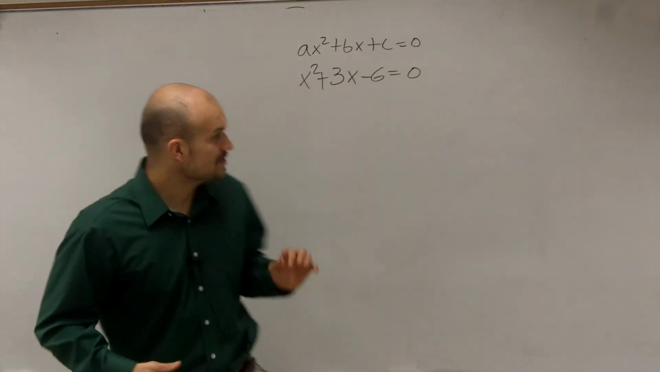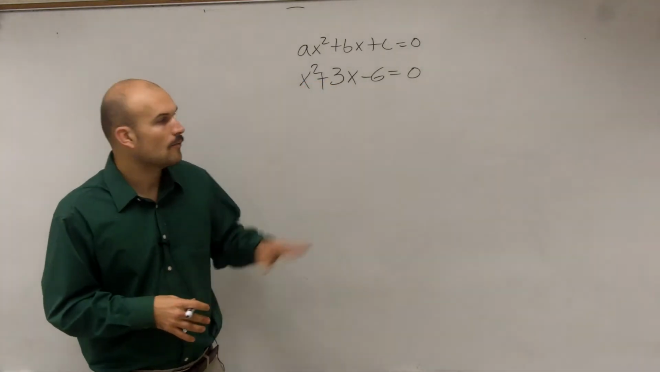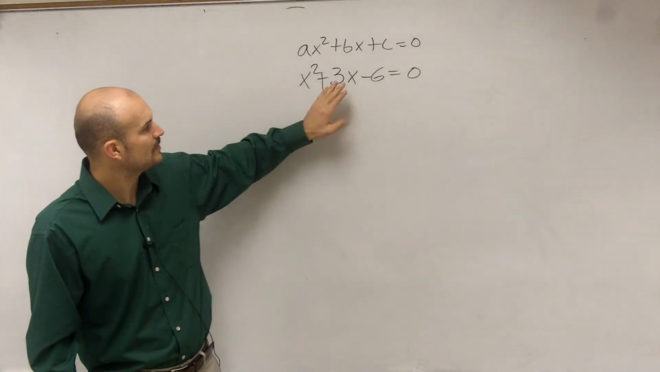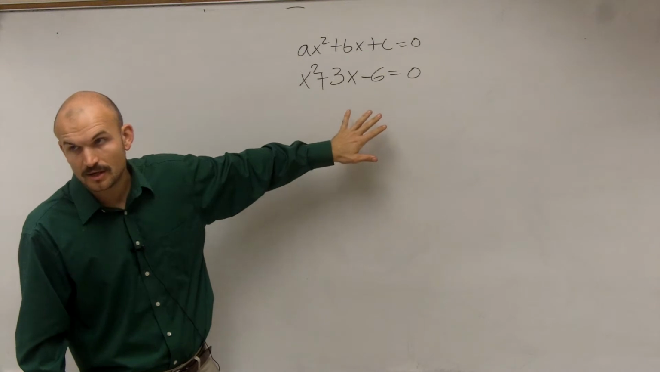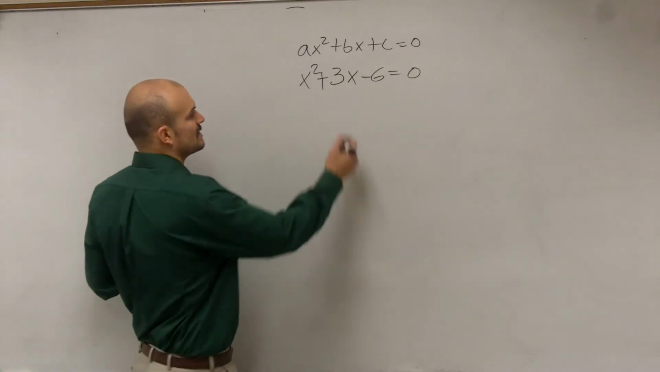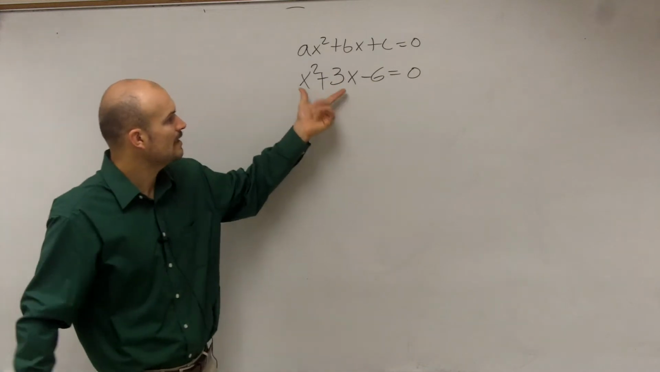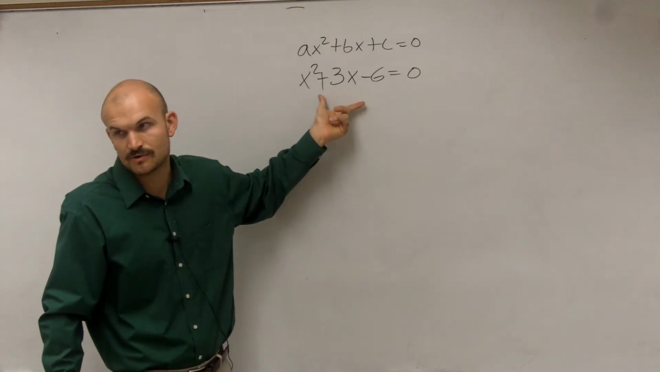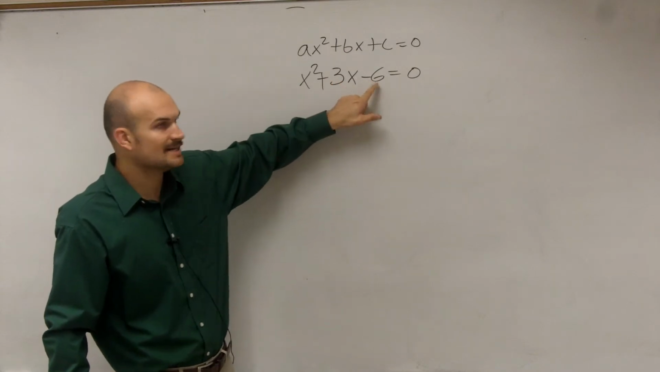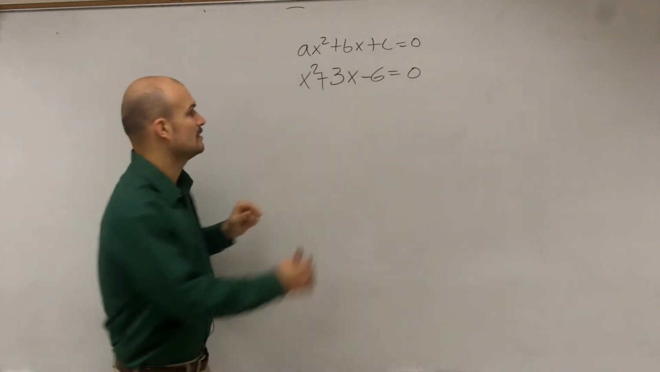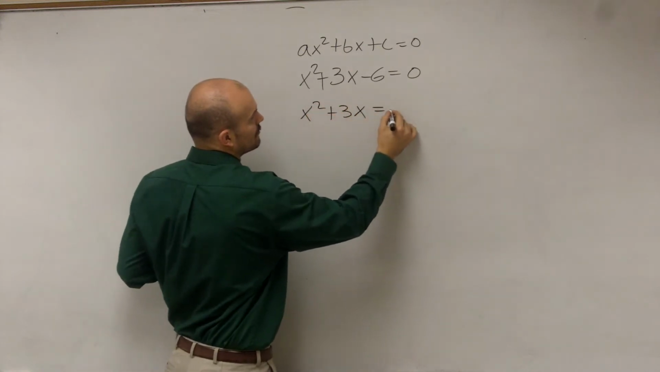There's a couple different ways to do this. What I always like to do is put parentheses around our first two terms, and then we'll work on the constant at the end. If I'm going to create a perfect square trinomial out of my first two terms, my x squared, my quadratic, and my linear term, my constant I'm just going to move to the other side. So what I'm going to have is x squared plus 3x equals 6.